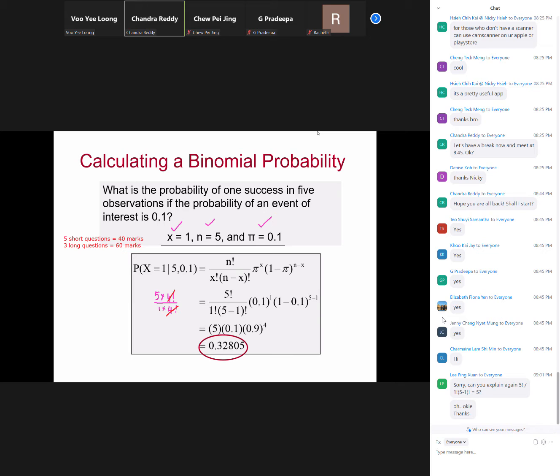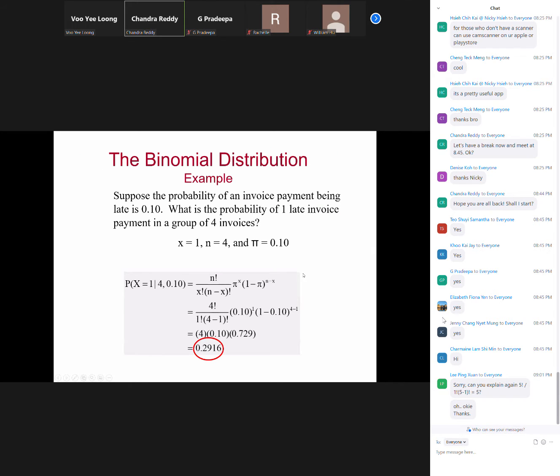Okay, so we can look at another example of calculating the binomial probability. I was telling you that this discrete probability is important from an exam point of view. You will get one long question from these discrete probabilities, which includes both the binomial and Poisson distributions. All right, so let us look at another example.